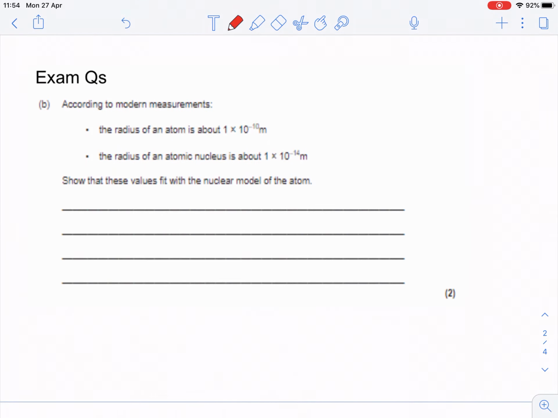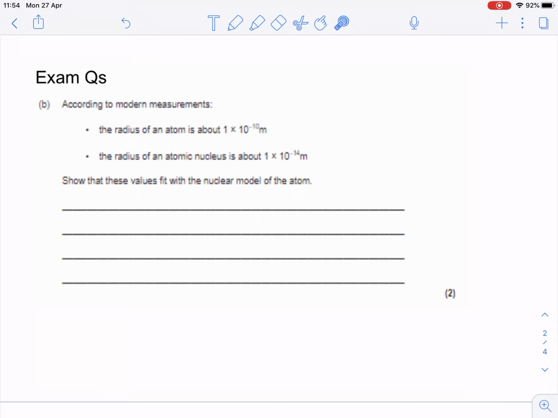So, according to modern measurements, here, the radius of an atom is about 1 times 10 to the minus 10. The radius of an atomic nucleus is about 1 times 10 to the minus 14. Show that these values fit with the nuclear model of the atom. So again, when we discussed this and when we looked at the development of the atom, we discussed the nuclear model, and the key thing is that these values came from that.